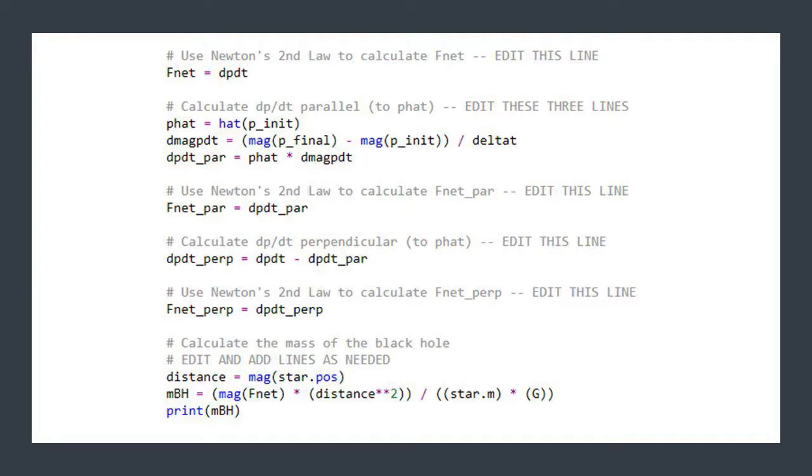On the line after that, we set dp dt perp equal to dp dt minus dp dt parallel, which you could see from one of the equations mentioned earlier have an equivalent relationship. And then we can set F net perp equal to dp dt perp, because those, as mentioned earlier, have an equivalent relationship. Then in the last section, we get the distance of the star from the black hole using the magnitude function. Then MBH, which represents the mass of the black hole, is calculated by isolating the mass of the black hole in the Newton's law of gravitation formula, because we have all the other components. And then the last line finally prints out that value to the console.